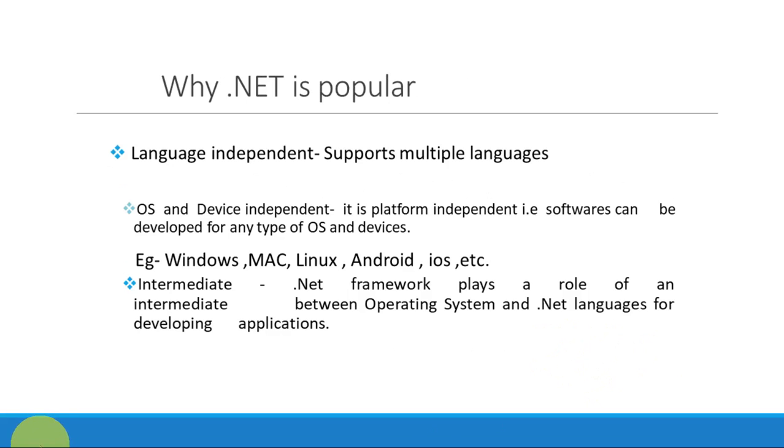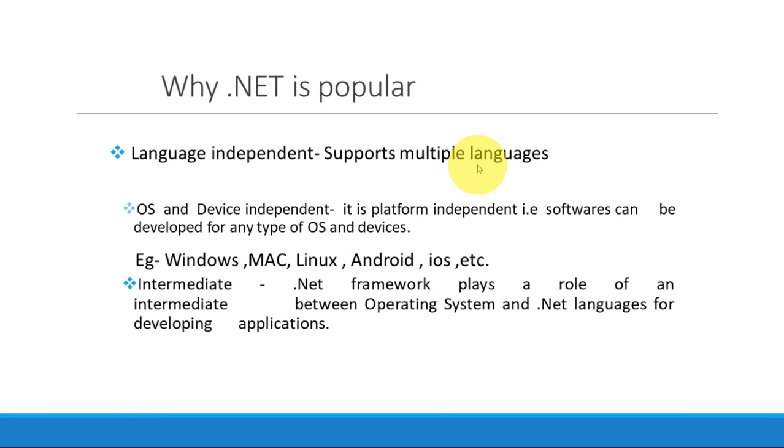Now, why is .NET so popular? First of all, it is language independent. That is, it supports multiple languages. It is not stuck to one particular language. It supports multiple languages, as we have already discussed that it is not a language itself, and we will discuss this later also in its architecture.